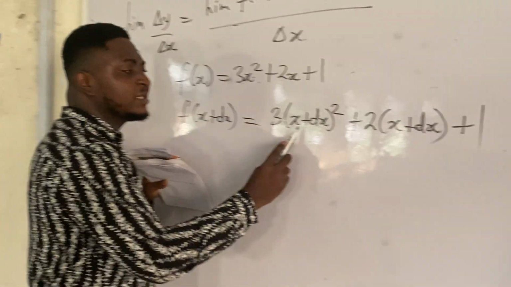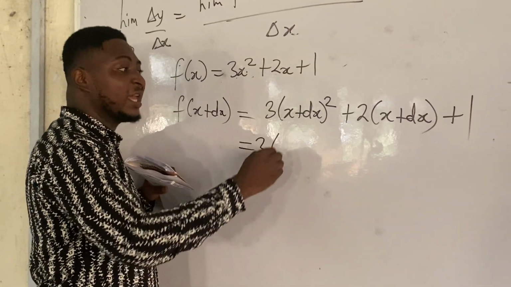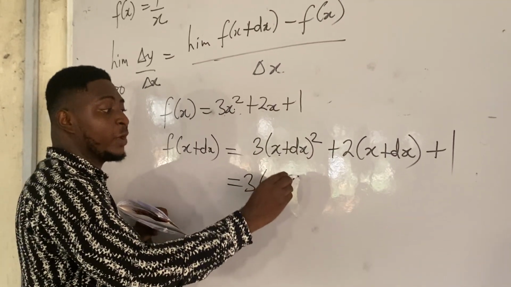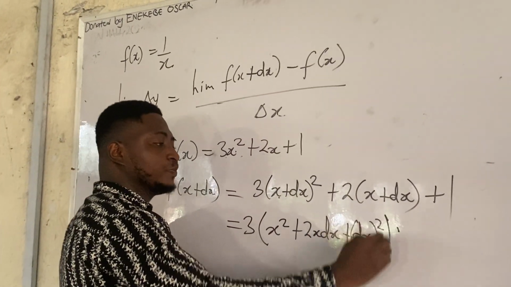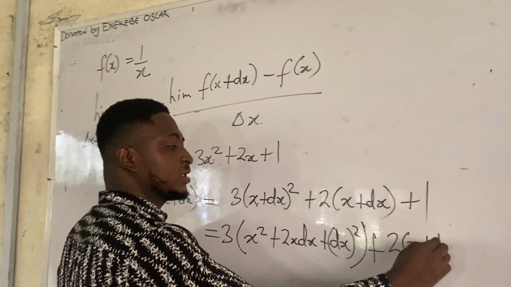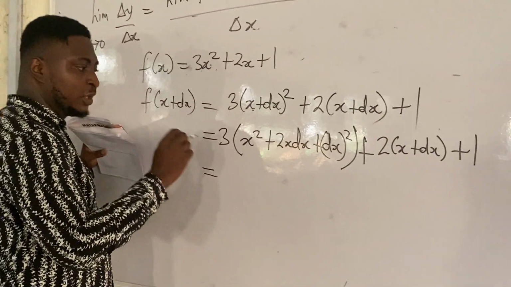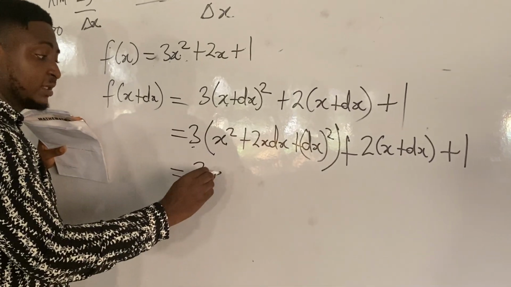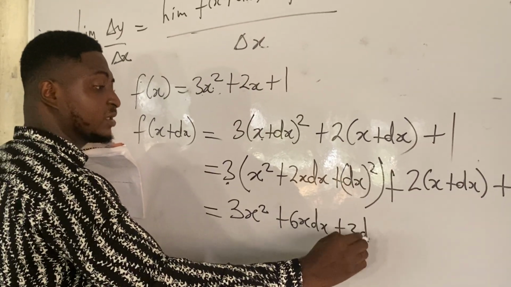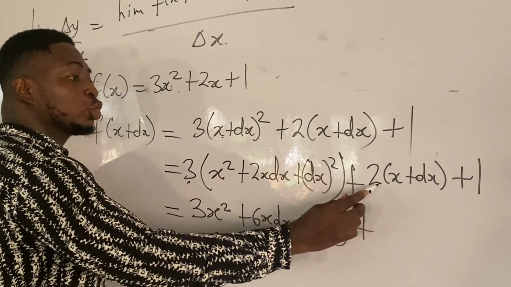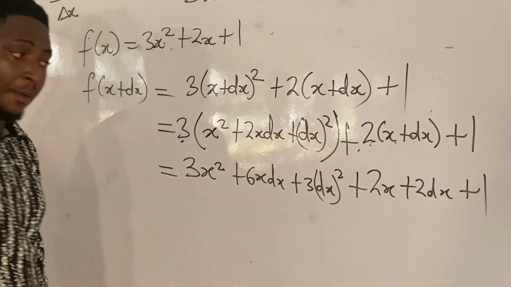Class, expanding this bracket, x plus dx squared has been expanded several times now, right? You should get to a point where you are faster, where you say x plus dx whole squared means x squared plus 2x dx plus dx squared, plus 2 into bracket x plus dx plus 1. Class, this will now give us, using 3 to open the bracket, 3 times x squared is 3x squared, 3 times 2x dx is 6x dx, 3 times dx squared is 3dx squared, plus, let's use 2 to open this bracket, 2 times x is 2x, 2 times dx is 2dx, plus 1.